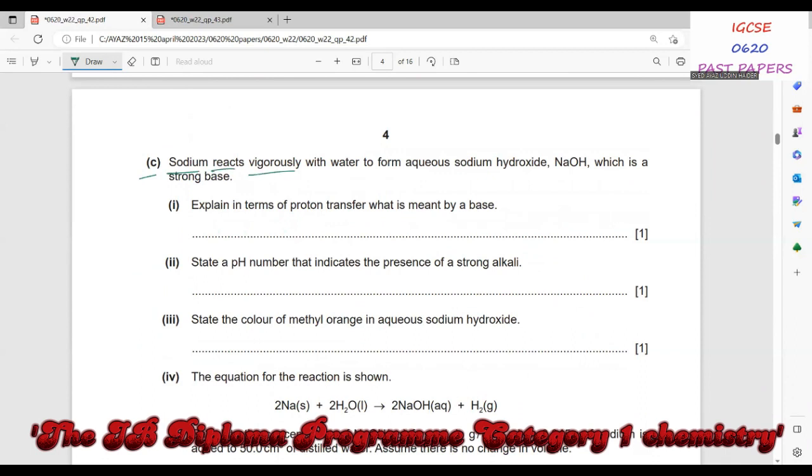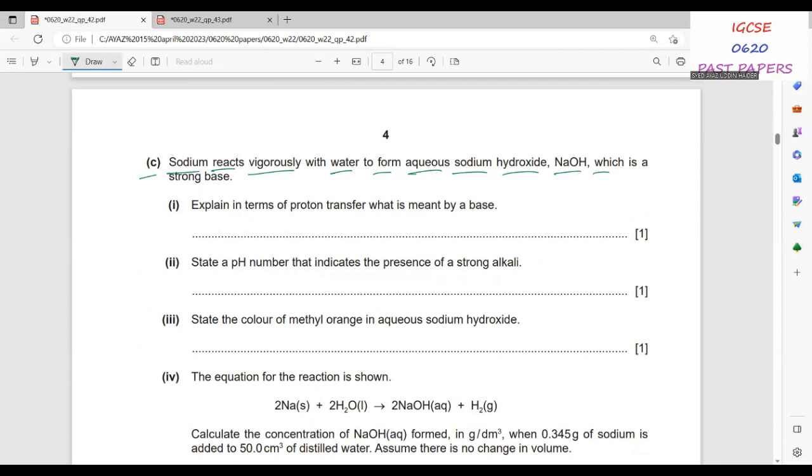See, sodium reacts vigorously with water to form aqueous sodium hydroxide, NaOH, which is a strong base. One, explain in terms of proton transfer what is meant by a base. Proton acceptor. Acid is a proton donor and base is a proton acceptor.